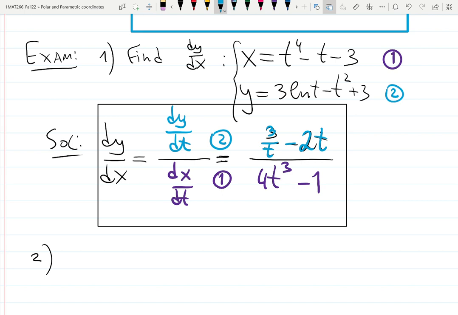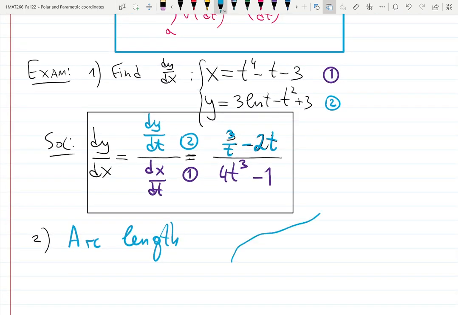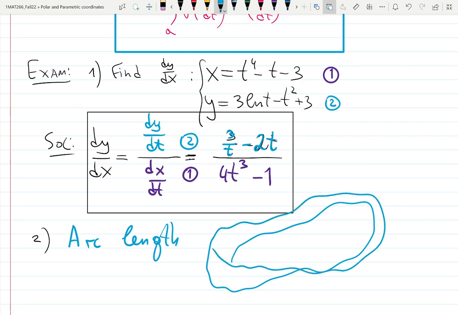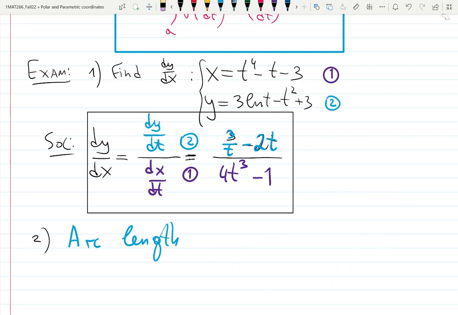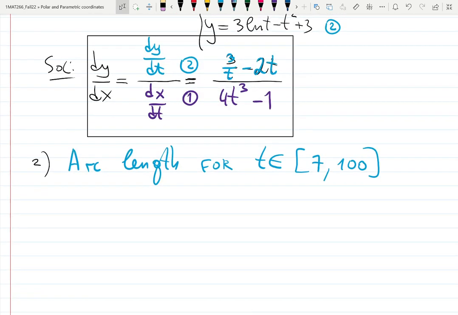And the second question, let's find arc lengths. Arc length is somewhere. So it's not infinite, okay? This curve is doing stuff. So what kind of arc length do we want to find? Let's restrict it for t that belongs to the interval, let's say 7 to 100, whatever. We're not gonna actually integrate. So for the arc length, either I will ask you to write down the formula or actually integrate. This is how you start.